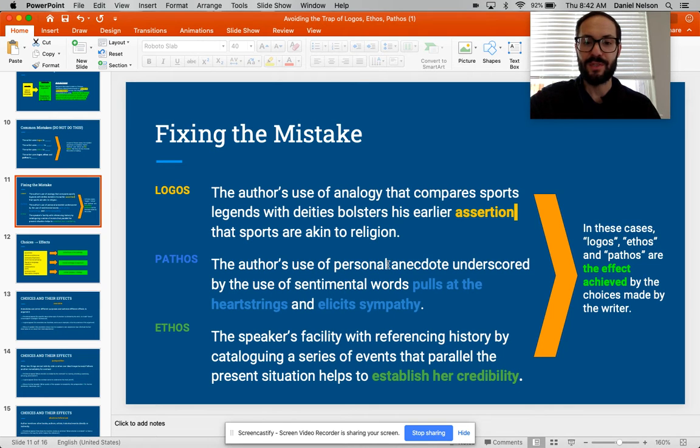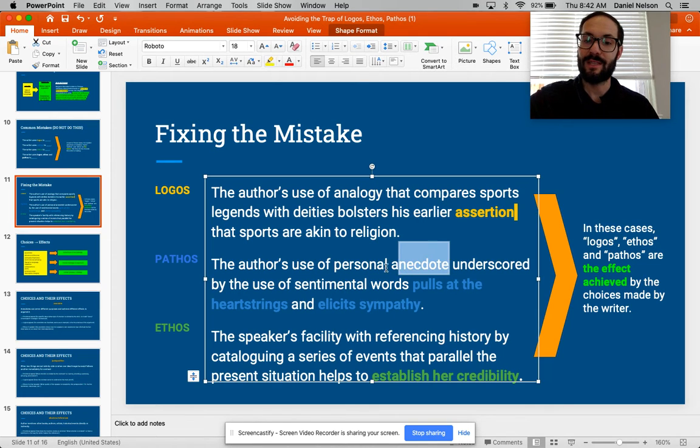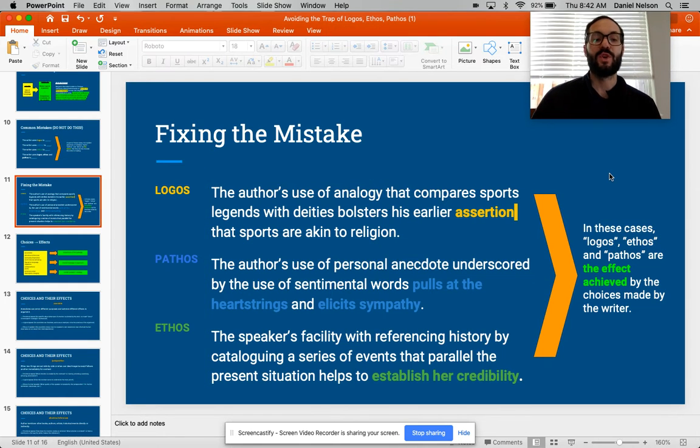The author uses a personal anecdote. That's the choice that the author uses, and that leads us towards pathos. So we're looking at choices and effects. What choice is the author making when they're writing, and what's the effect of it?